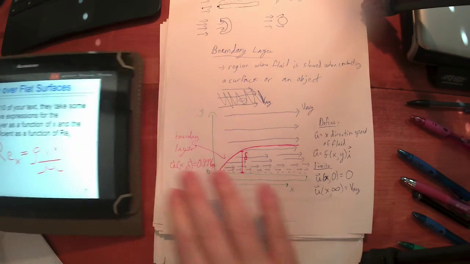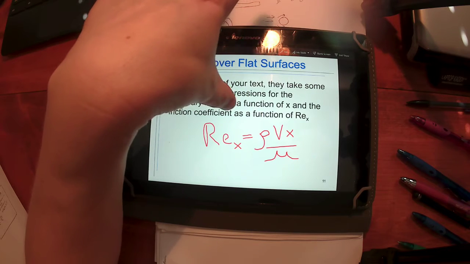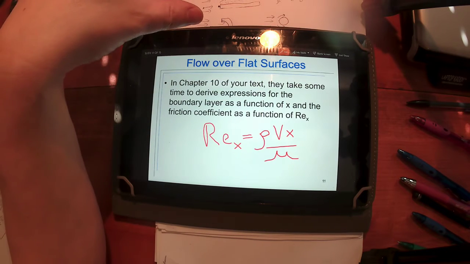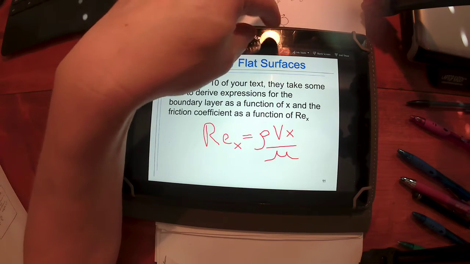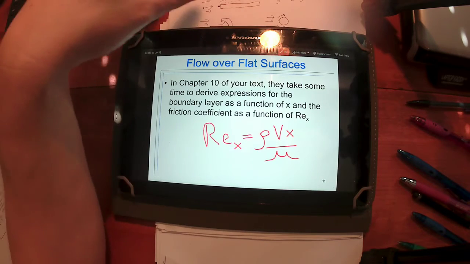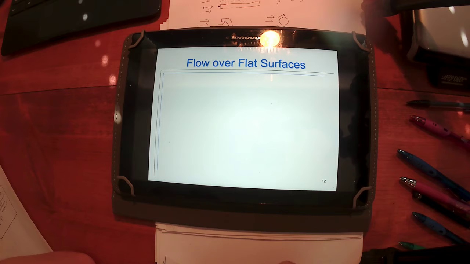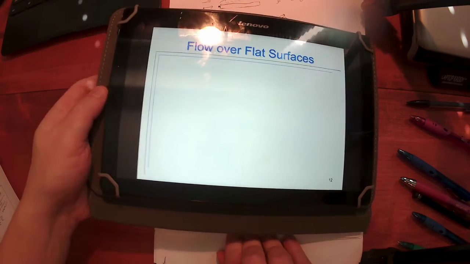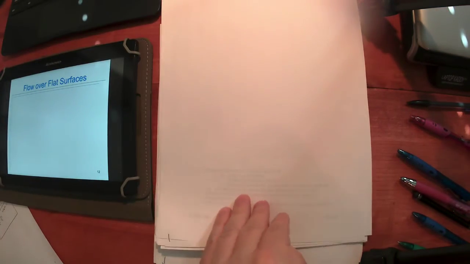In Chapter 10, they derive expressions for trying to predict the thickness of that boundary layer as a function of the Reynolds number, which is the Reynolds number along the x direction. So the Reynolds number along the x direction, you can see here, is rho v x over mu. So instead of the characteristic length being the diameter, the characteristic length here is the x length, the x position. Those expressions, and here I've got a blank slide on a smart board, I would normally write those expressions. I'm just going to write them on paper for you here.